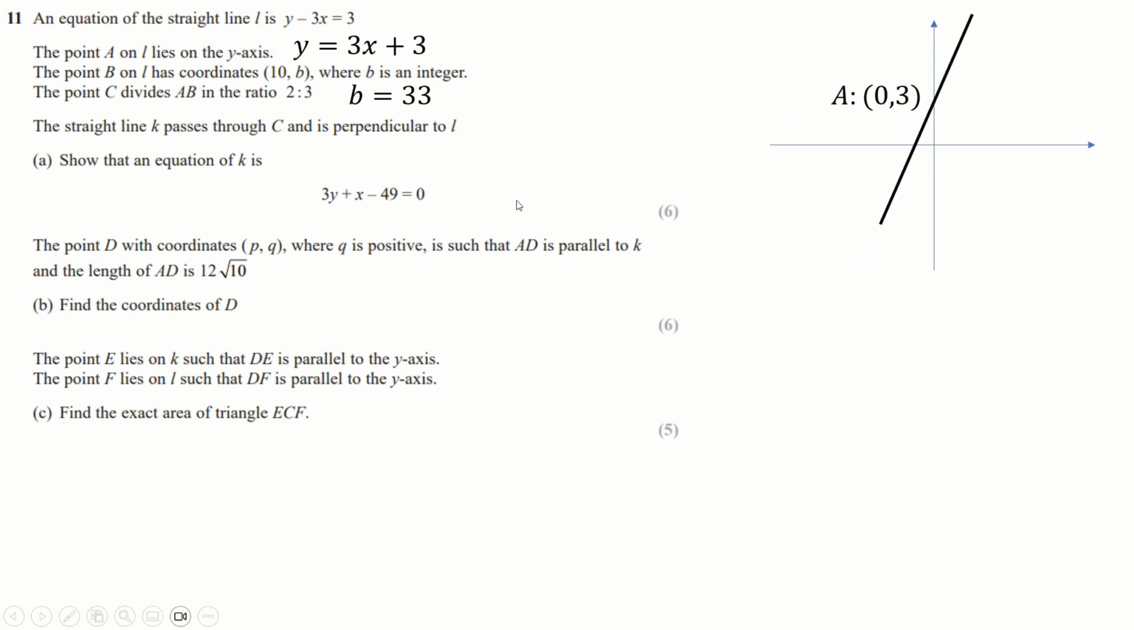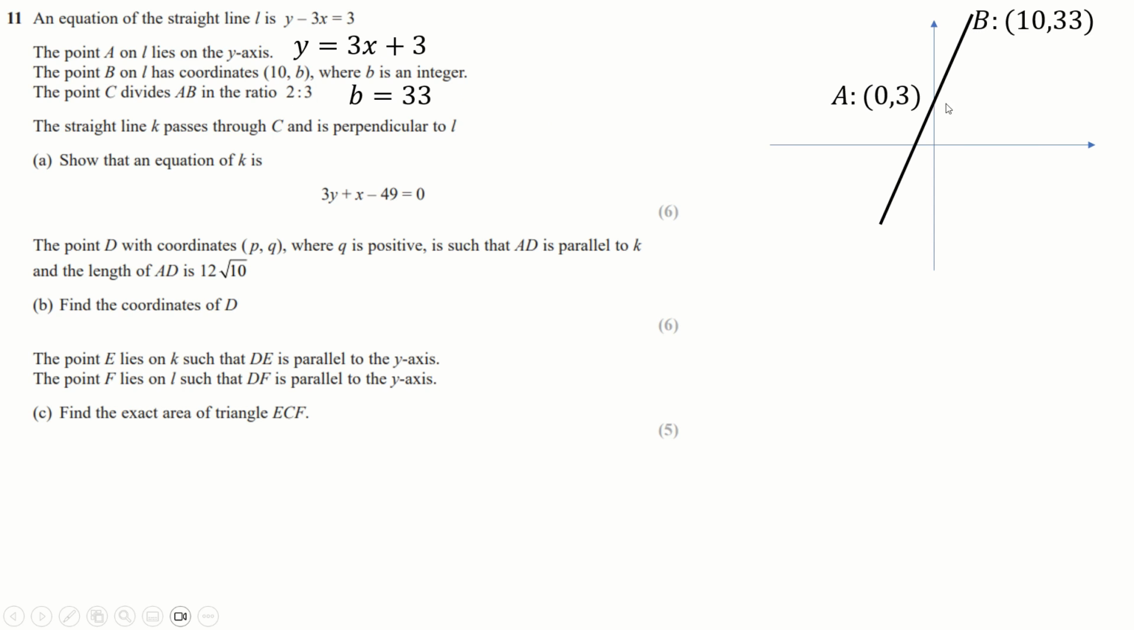B also is on L and has coordinate 10, comma B. Of course, you just put 10 into here and you get 3 times 10 plus 3 is 33. So y is 33, or B is 33. So this is the point B up here somewhere at 10. Let's pretend it's the end of the line at 10, 33. The point C is on AB, so somewhere between here and here, and divides in the ratio 2 to 3.